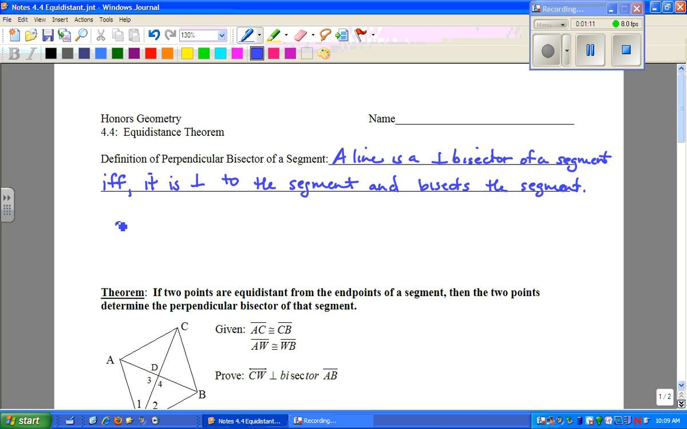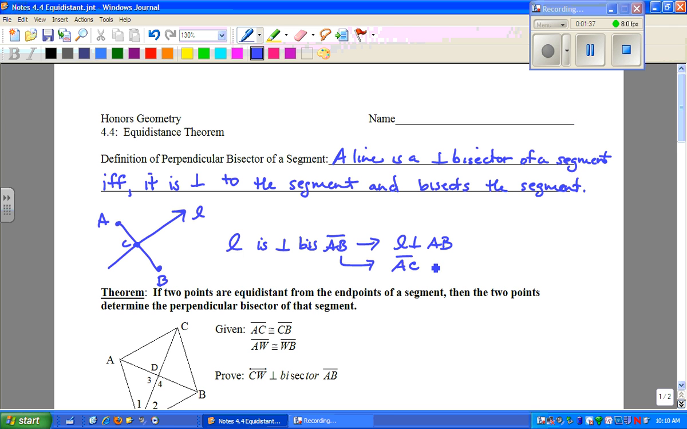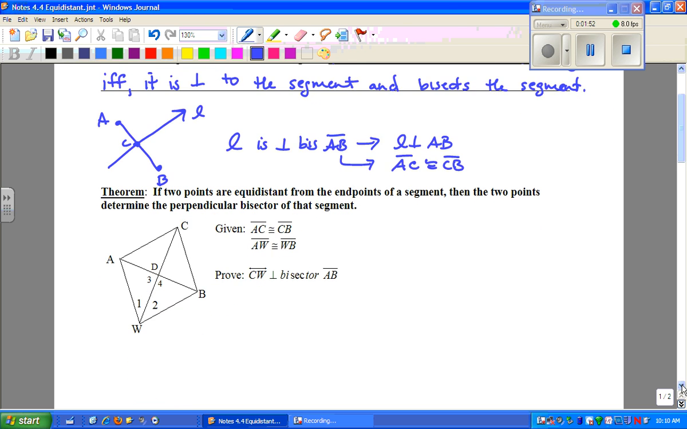So in other words, if we had a picture, let's quickly draw something. We got AB here. Say this line L intersects at C here. If L is the perpendicular bisector of AB, what happens is L is perpendicular to AB, and AC would be congruent to CB, because it's also bisecting the segment that it's going through. So it's basically taking two ideas and putting them into one.